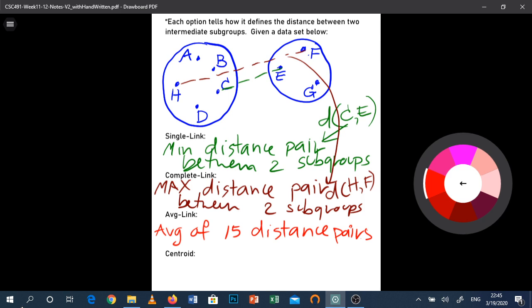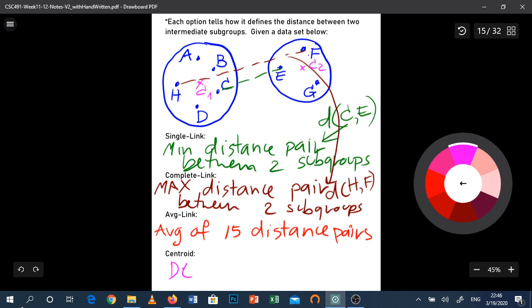And for the centroid option, the name implies centroid. So first, let's try to find the centroid of each cluster. If I call that C1, and this other centroid C2, then in the case of centroid, we would use the distance of C1, C2 to represent how far the cluster C1 is from the cluster C2, which is this distance.